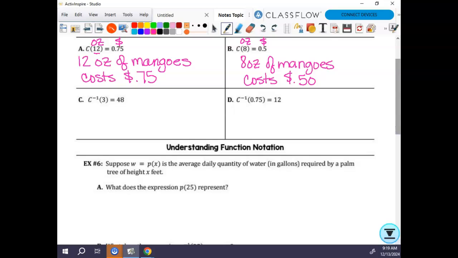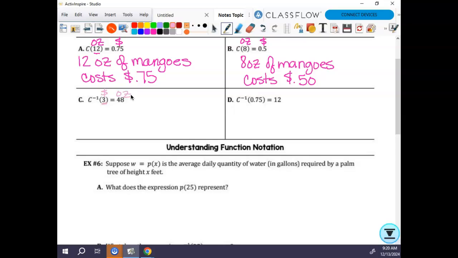Easy enough? Now, when we do the inverse, does this 3 represent ounces? No, because we're going backwards. 3 represents money, right? And then 48 equals ounces.